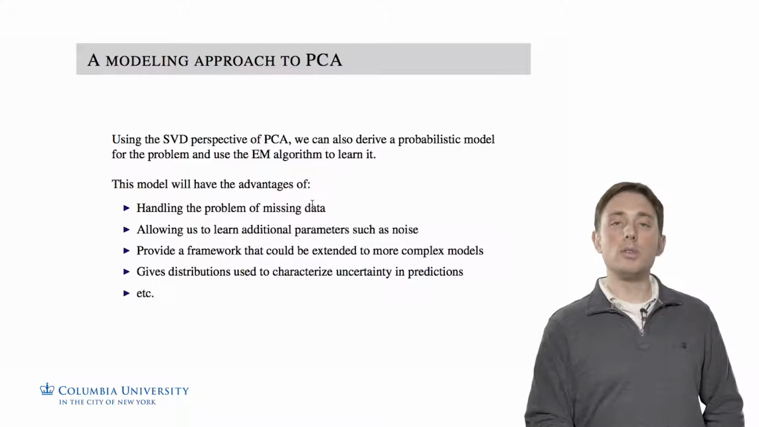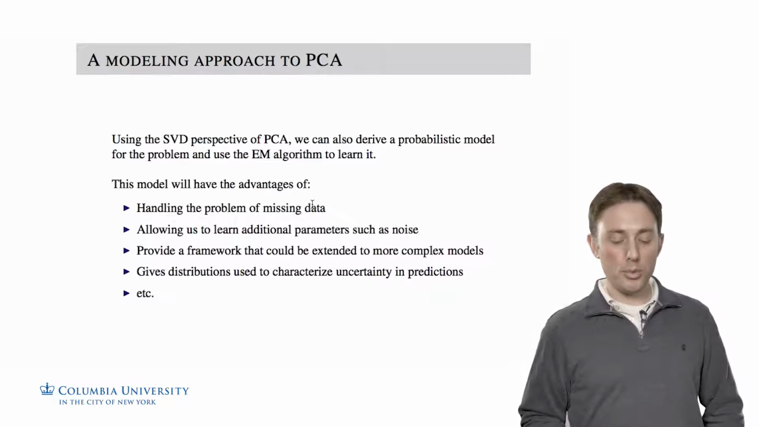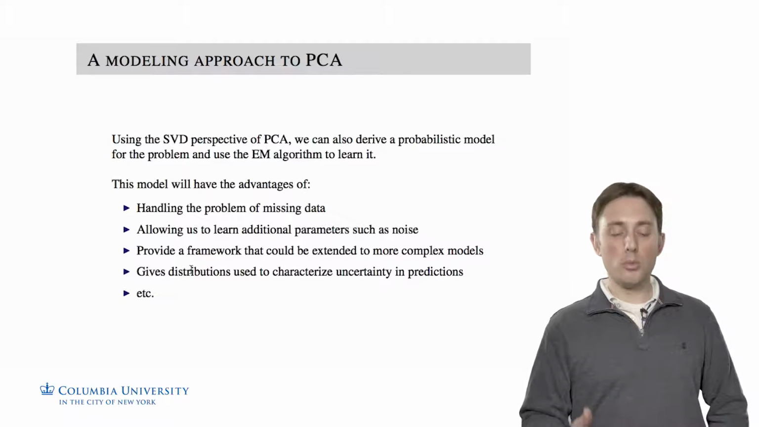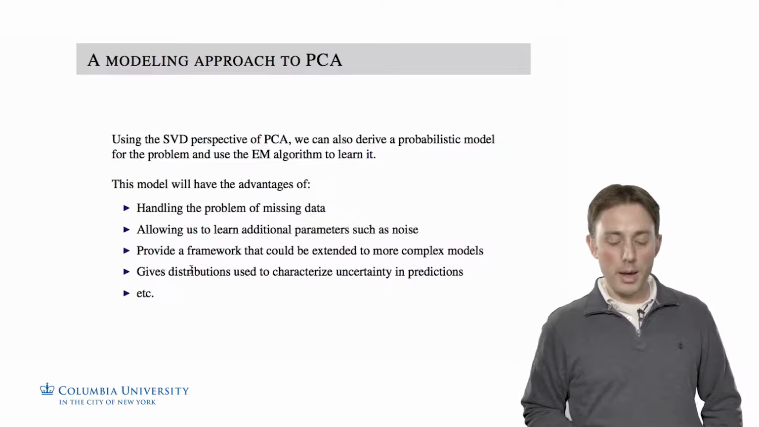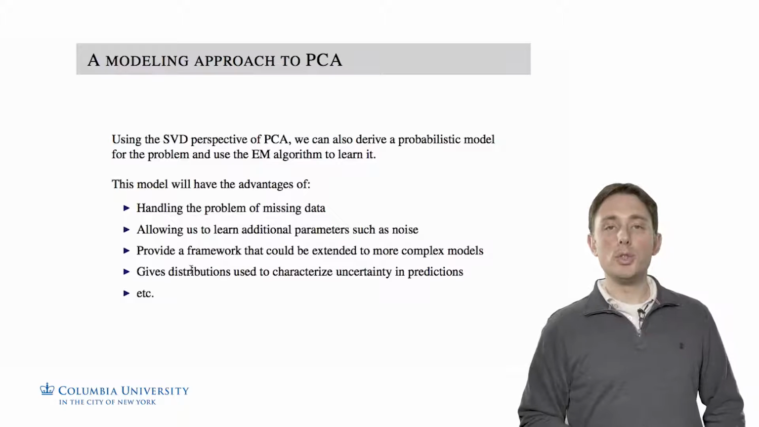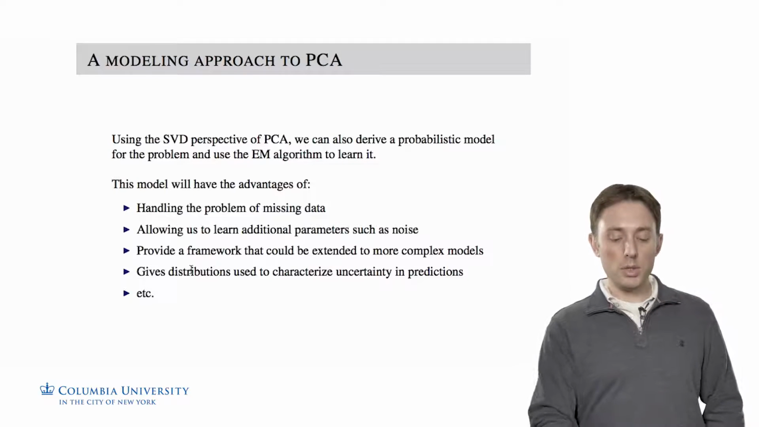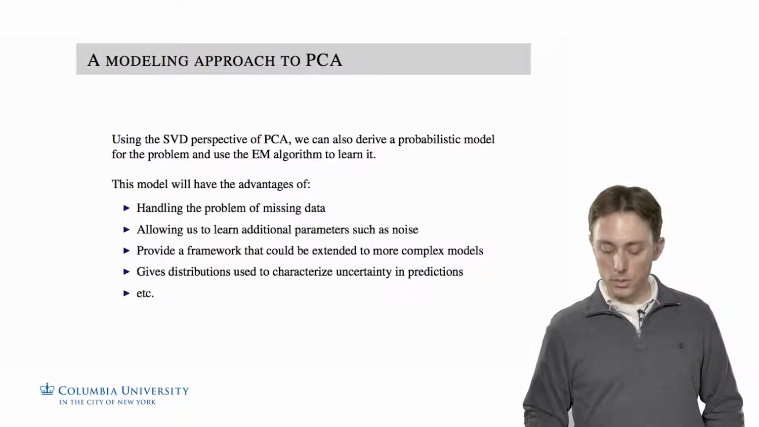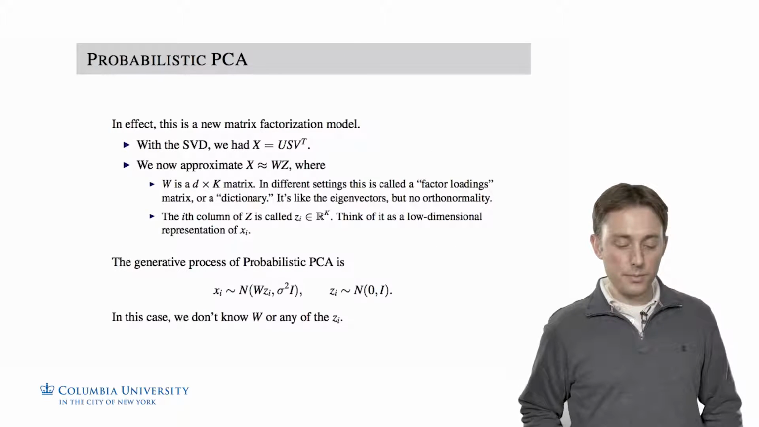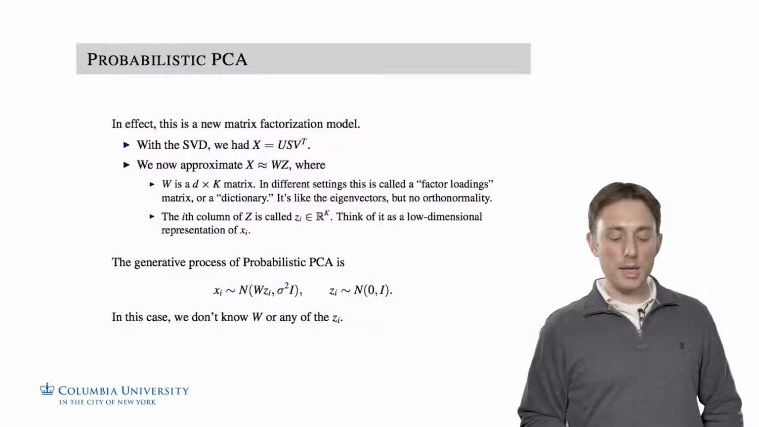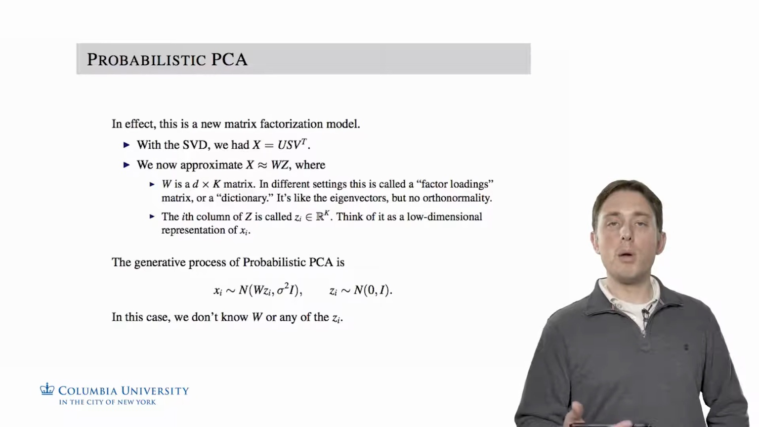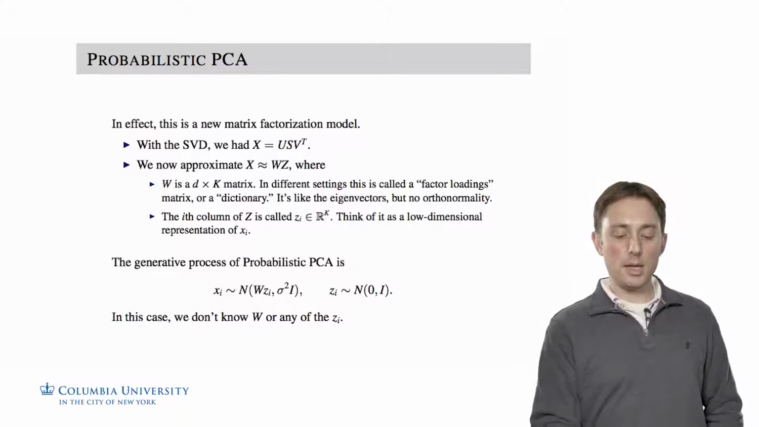It will also allow us to do additional things like learn model parameters such as noise. We can build it into a framework that's part of a more complex model, and also learn uncertainties about certain parameters. So there are some reasons why we might want to choose a probabilistic model. There are also many reasons why we wouldn't. So this is just a different technique that we're going to discuss. The idea of using probabilistic PCA can also be viewed as doing probabilistic SVD because of the connection.